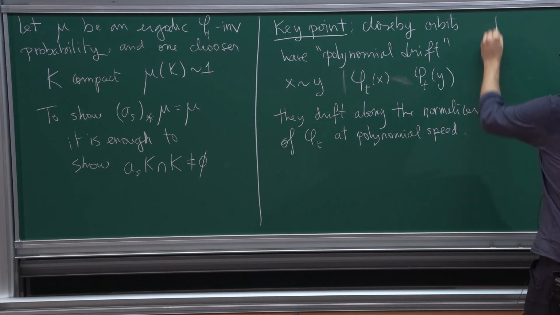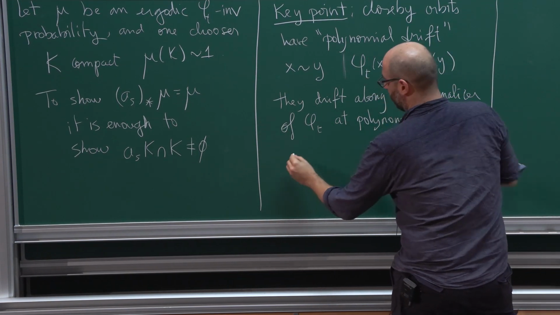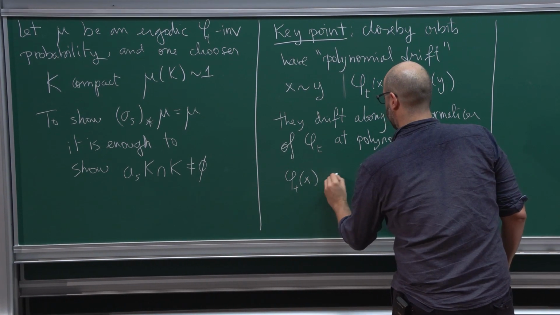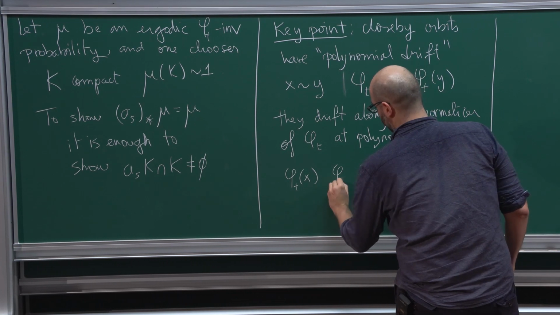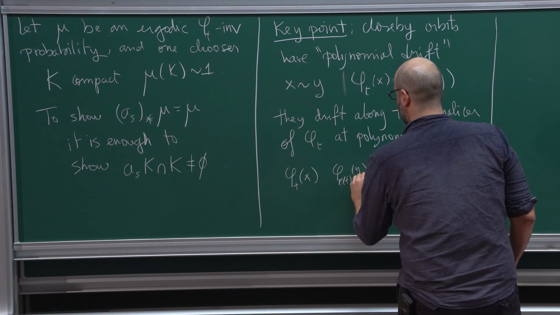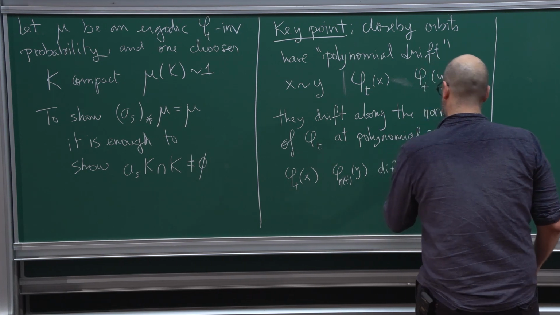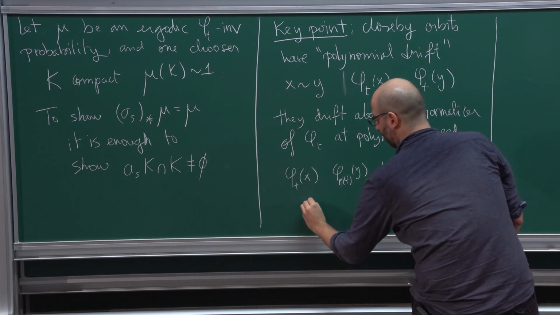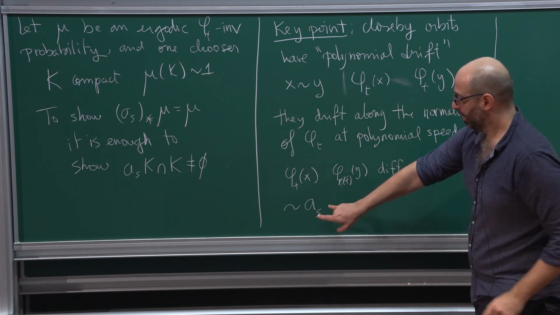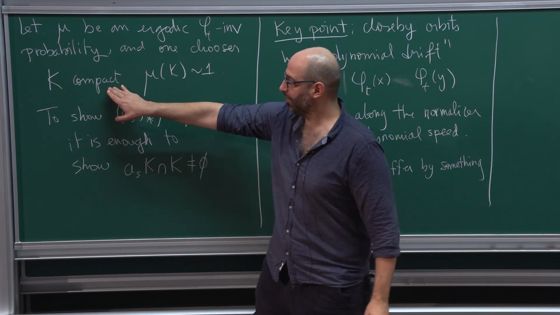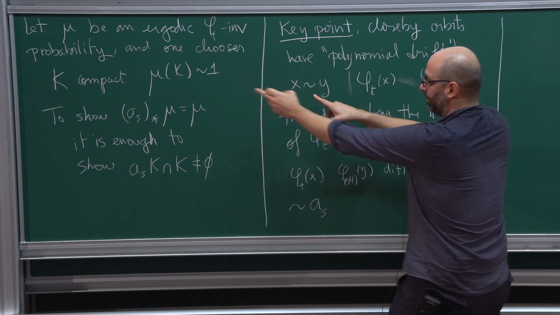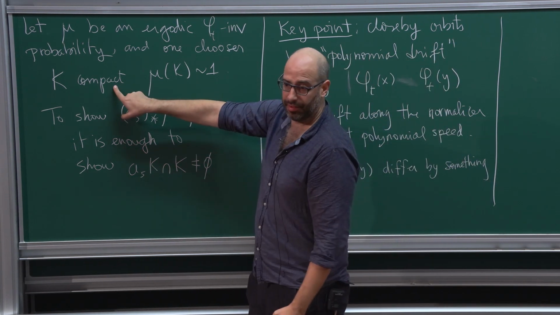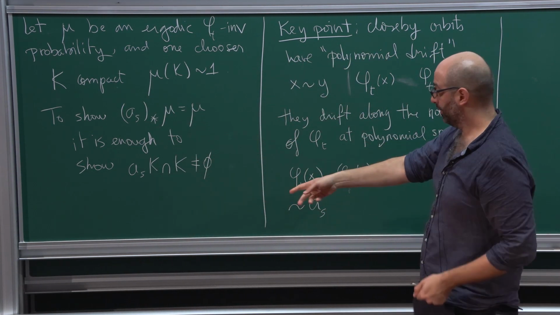And so here the argument is that, up to reparametrization, phi t of x and phi, let's say r of t, of y differ by something which is approximately A s. And since I chose a compact set, if I can choose the starting points in the compact set and the points where they are drifted to be in this compact set, then I can take limits and show this property.